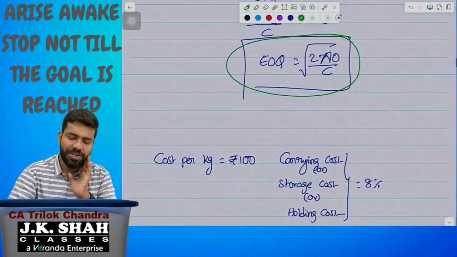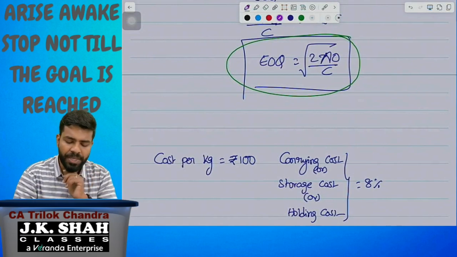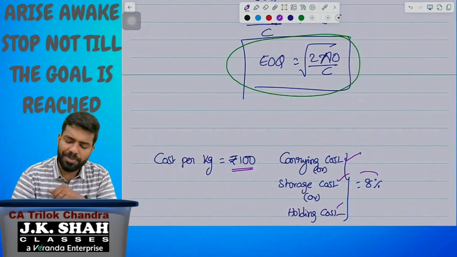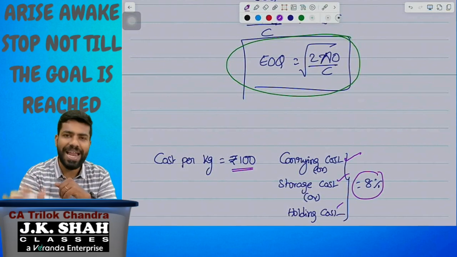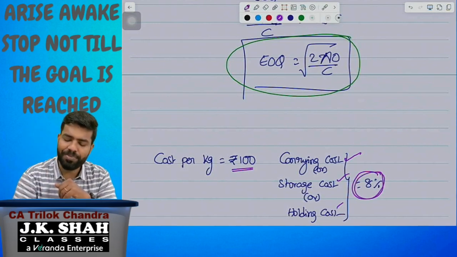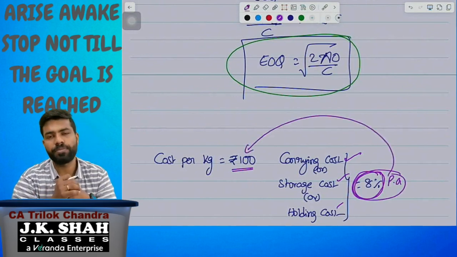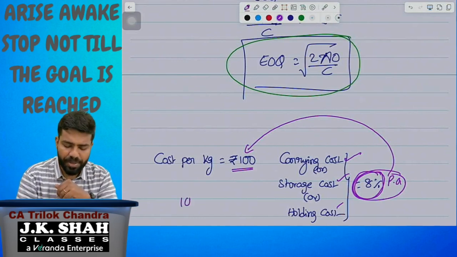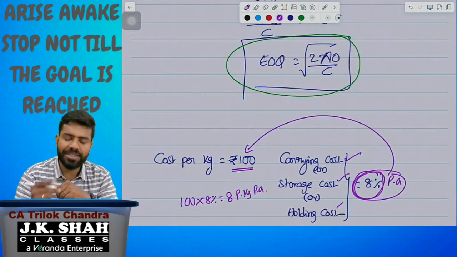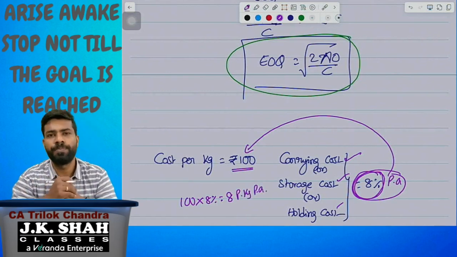One more point we need to understand here: sometimes in the question they'll give cost per kg 100 rupees, and when it comes to carrying cost, storage cost, holding cost, they'll give it in terms of percentage. Carrying cost per unit per annum, instead of giving in value, they'll give in percentage. They mention 8% per annum. That 8% we have to apply on the cost per kg. Cost per kg 100 rupees into 8% equals 8 rupees per kg per annum. That is called C. Understand? That is one thing.